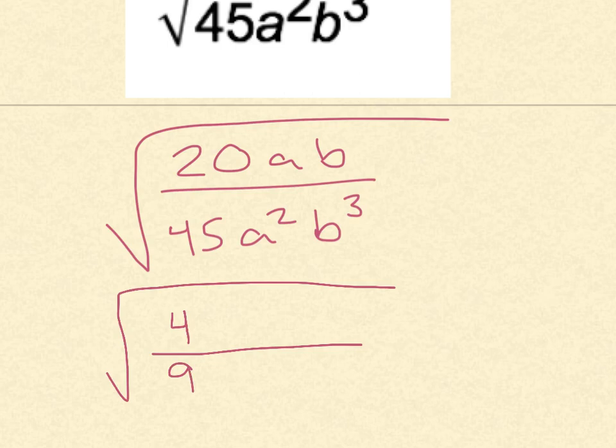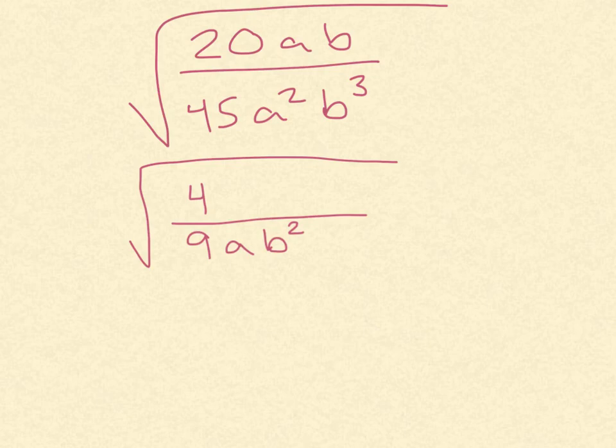Can we simplify the a's? Can we cancel some of them out? Yeah. So we're left with an a, but on the top or the bottom? On the bottom. And what about the b's? 2 on the bottom. And that's our answer? Not yet. We still have to take the square root.